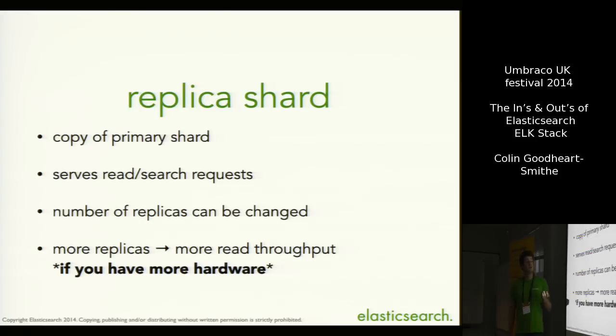So a replica shard is just a copy of the primary shard. And it still serves read and search requests, and it still indexes data. It just indexes the data after the primary. The number of replicas can be changed, and it can be changed dynamically. Actually, the Guardian uses this feature to scale up very quickly and automatically when they get peak usage on their system. They can just change the number of replicas to add more when they've got more usage and remove them when that usage then comes back down.